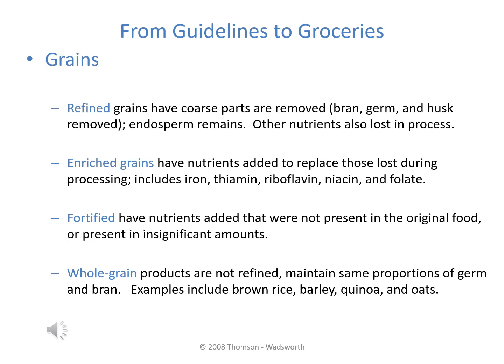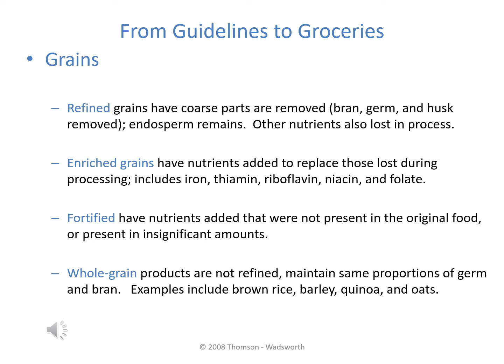So, refined. What does the term refined mean? It means that the grains have had a coarse part of their makeup removed, specifically the bran, the germ, and the husk. Now, while the husk is inedible, the bran and the germ have significant nutrient benefits, but they are being removed. What remains in a refined grain is basically the endosperm, which contains starch and protein. There's also other nutrients that are lost in the processing of a refined grain. Very frequently, B vitamins as well as various minerals are also removed.